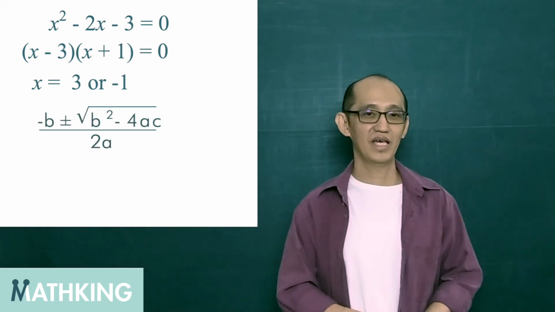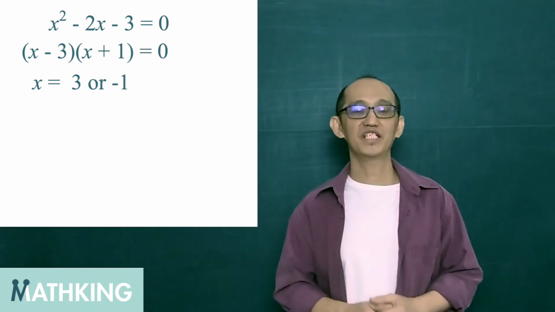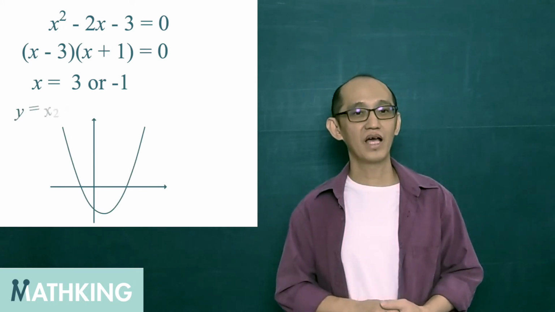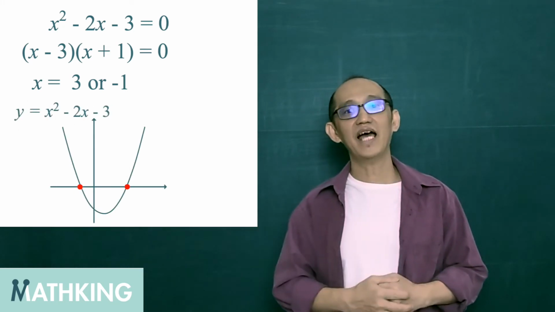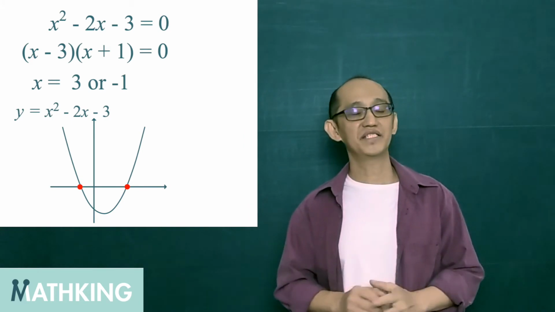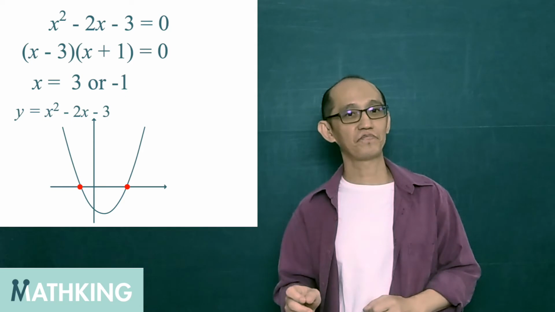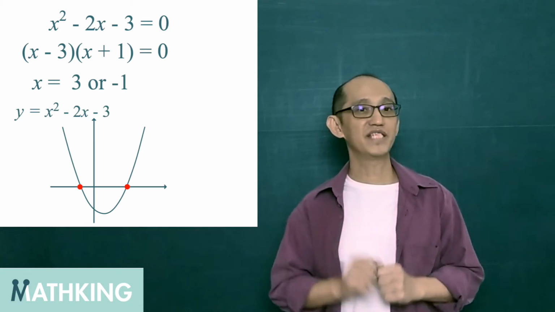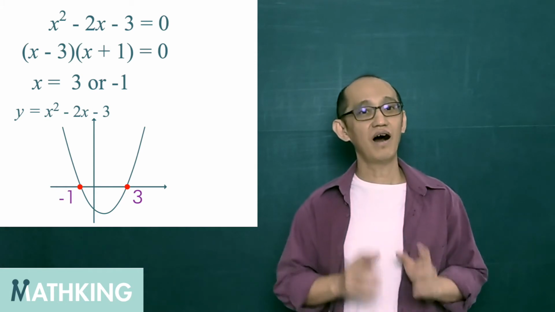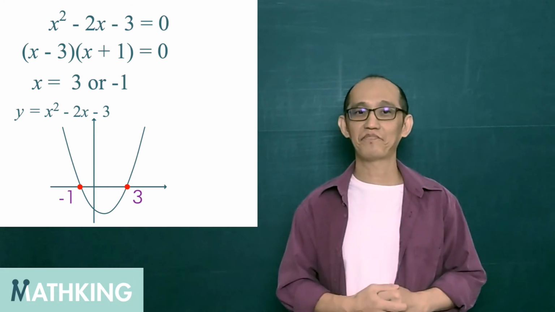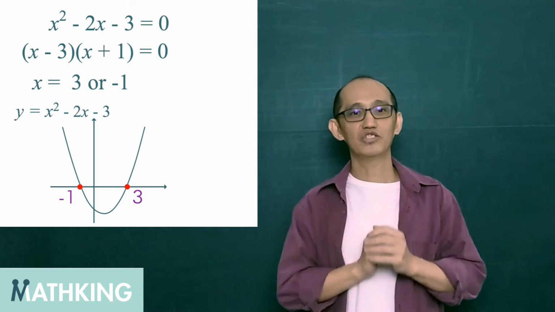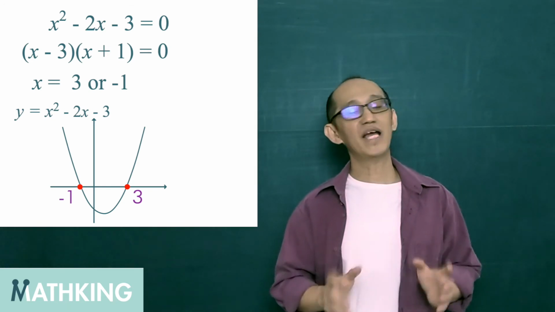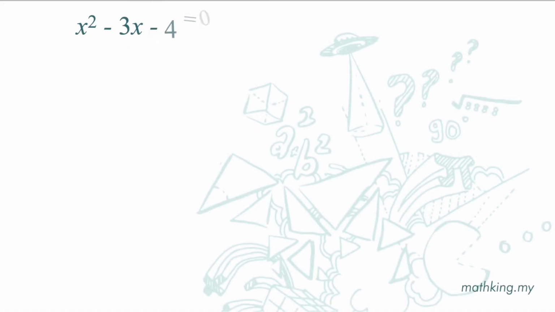If we draw a graph for this quadratic function, the 2 points at the x-axis are where this quadratic function equals 0. And the x values there are the roots of this quadratic equation. There are 3 types of quadratic roots, and we are going to look at them today. Look at this quadratic equation. We are going to find its roots using the quadratic formula.